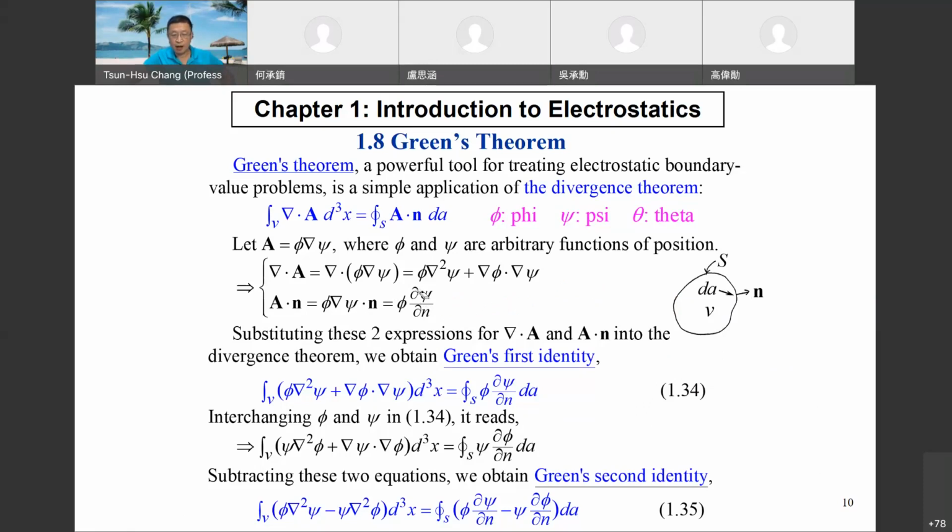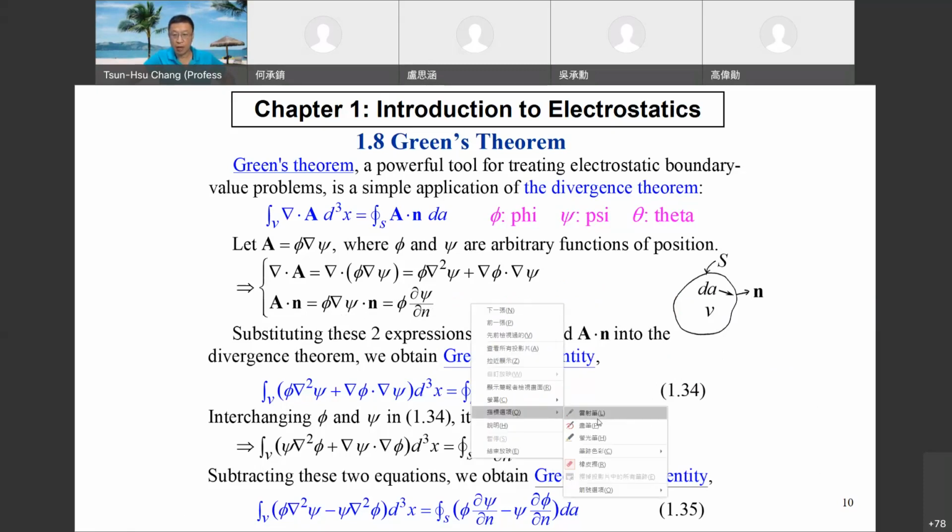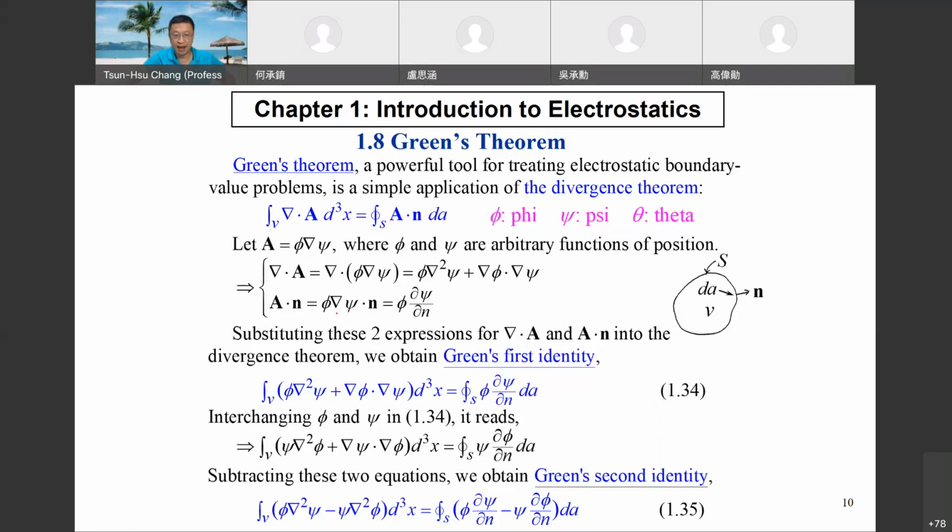It's the normal component of gradient psi. It's a shorthand notation here. Normal component of gradient psi. From this one, you can write into this one. It's shorthand notation.